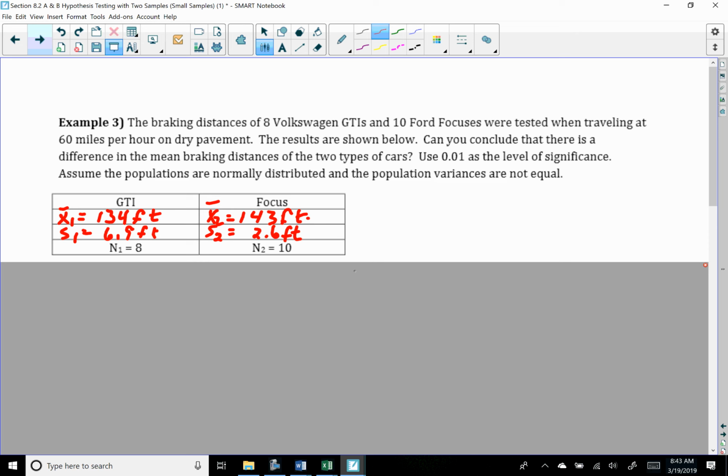Okay. So population variances are not equal. Kind of sets the course for us a little bit. So here is the information given to us. GTI has an X bar 1, or a mean braking distance, of 134 feet, sample standard deviation of 6.9 feet, and a sample size of 8. X bar 2, 143 feet for Ford Focus. S2 is 2.6 feet and a sample size n2 of 10.